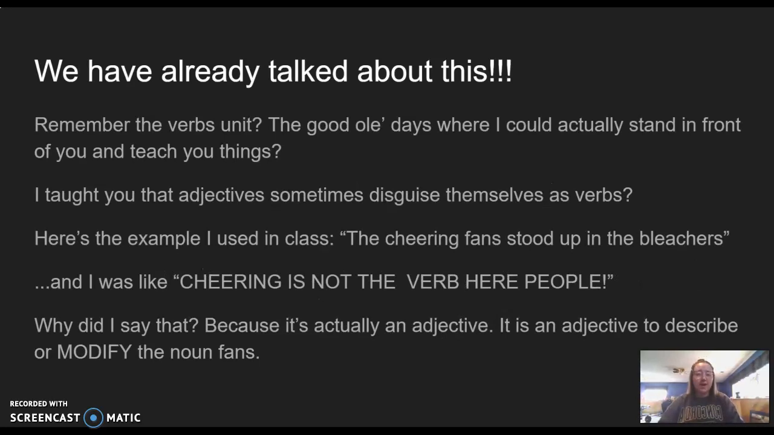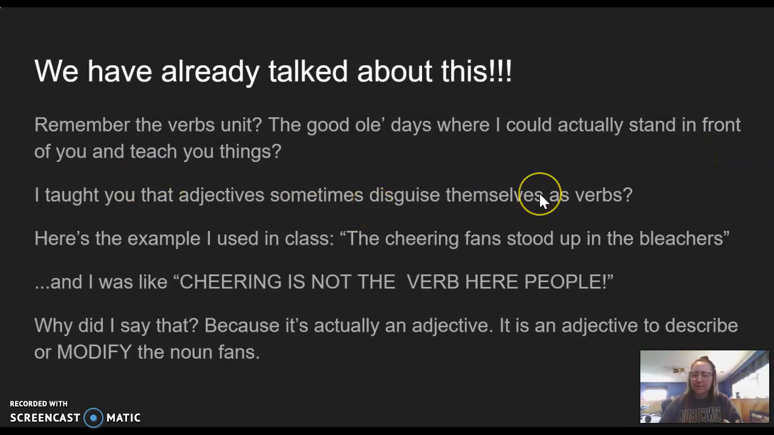I talked about this at the very end of the verbs unit, literally the day or two before your test. Back in the days where I could actually stand in front of you and teach you things. So hopefully you remember when I taught you about how adjectives sometimes disguise themselves as verbs. And I was like, hey guys, when you're looking through your test, and I ask you to underline the verb, don't underline this verb that you think is a verb. It's actually an adjective. And you guys are like, what the heck? So shook. And so now we're gonna delve into that a little bit more.